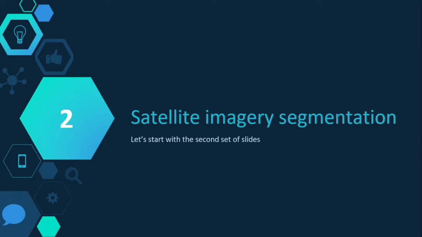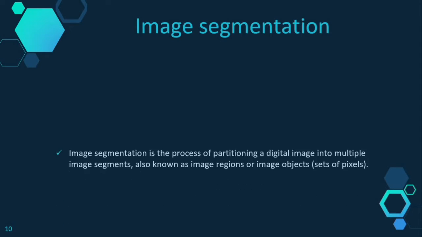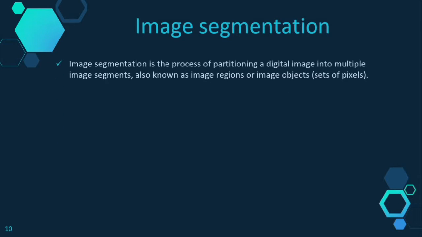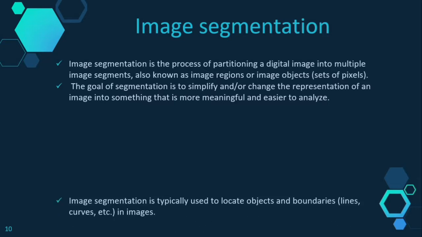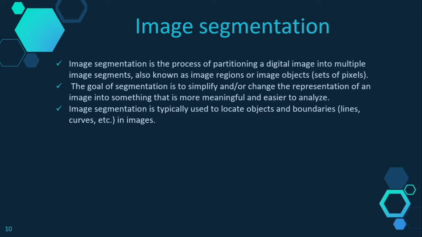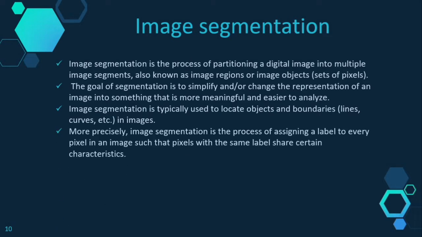Then we move on to the second set of slides, which is satellite imagery segmentation. Image segmentation is a process of partitioning a digital image into multiple image segments. The goal of segmentation is to simplify or change the representation of an image into something that is more meaningful and easier to analyze. Image segmentation is typically used to locate object boundaries like lines and curves in images. More precisely, image segmentation is a process of assigning a label to every pixel in an image such that pixels with the same label share certain characteristics.